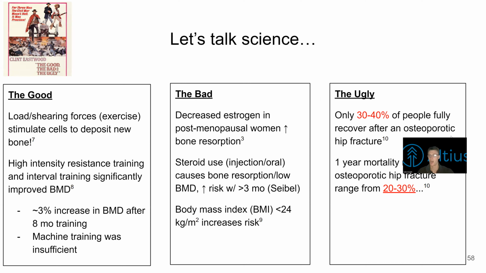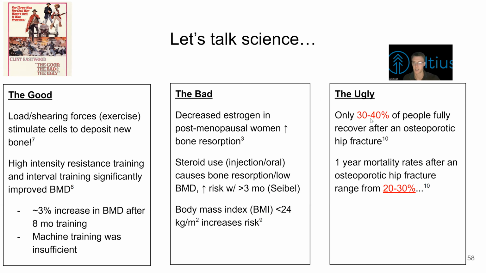Let's talk about the good, the bad, and the ugly. Let's start with the bad stuff first. The ugly is that if I have a fall and fracture my hip, we talked about that femoral neck, on average, only 30 to 40% of people fully recover after an osteoporotic hip fracture. This is why hip fractures have to be taken so seriously. If you do have a hip fracture, we want to work with you a lot so that we can build up your strength, build up your activity levels, and then ultimately build back that bone strength.